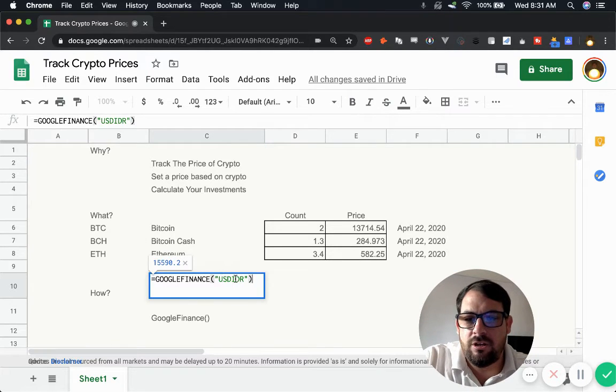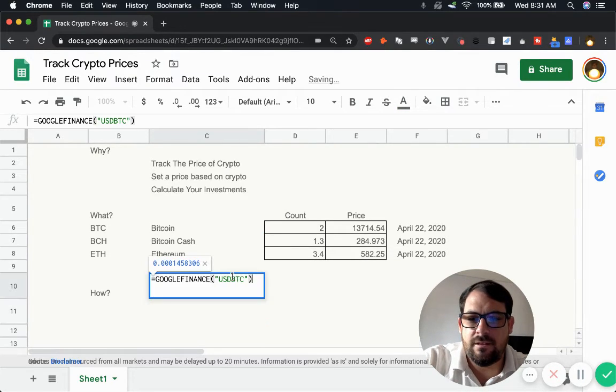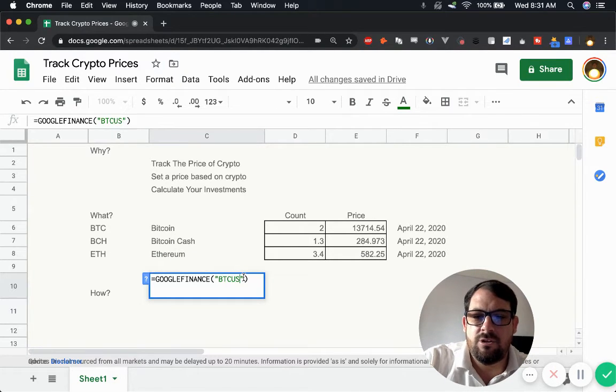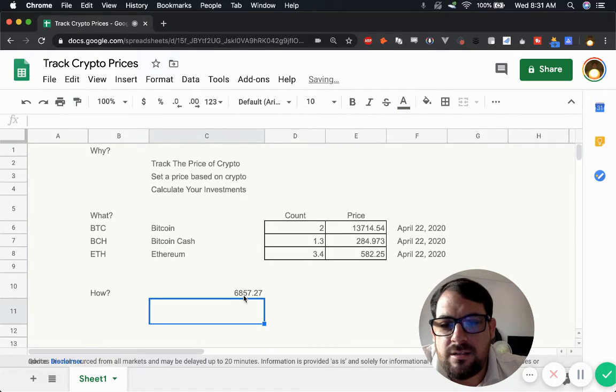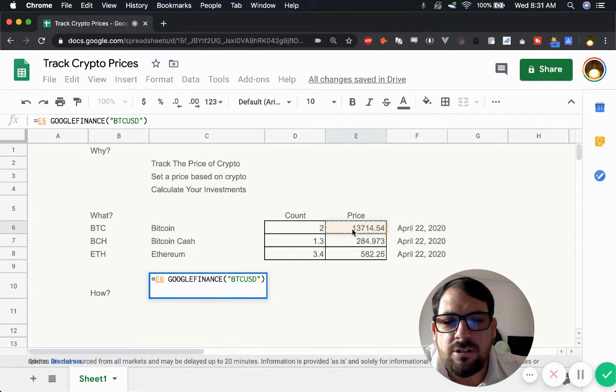And this is what you need. You need USD, BTC, or BCH, or ETH. And you can flip them both ways. You can say USD, BTC. There you go. That's one US dollar to BTC. So one BTC to USD is 6,857. And then you can use this Google Finance in calculations such as this.